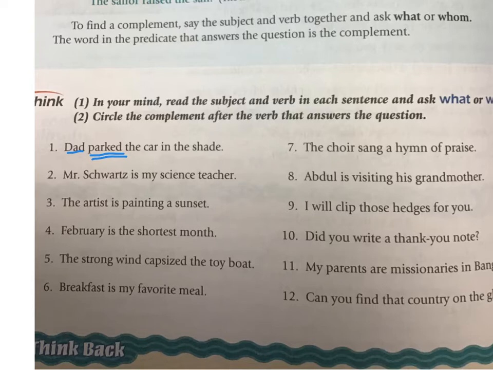Now, can we say Dad parked who or what? What would the word be? Car. Good. Now, car here is going to be our complement, so we're going to circle it. And if we're going to be more specific, because parked is an action verb, car would be what we call a direct object. Okay? Now, in the shade is a prepositional phrase. And remember, you cannot have a complement in a prepositional phrase. So oftentimes when I see prepositional phrases, I put parentheses around them. And that helps me to say, okay, don't have to worry about those words because my complement's not there.